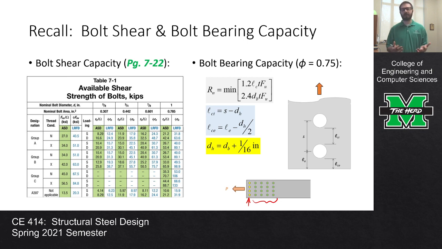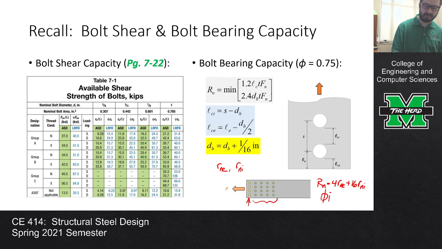And so basically what we would do is we would have an RNE that we would compute a capacity for an edge bolt, and then we'd have RNI, a capacity for an interior bolt. And if we wanted the capacity of the whole thing, we would just say 4 edge bolts plus 16 interior bolts. And then don't forget we have to adjust by phi RN in the end, and phi is 0.75. And don't worry, we're going to have an example on that today.